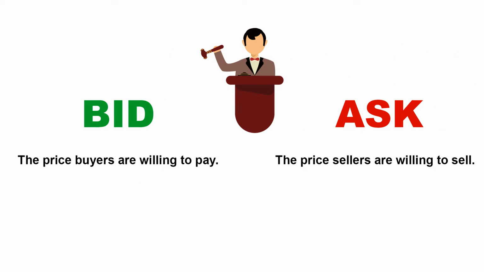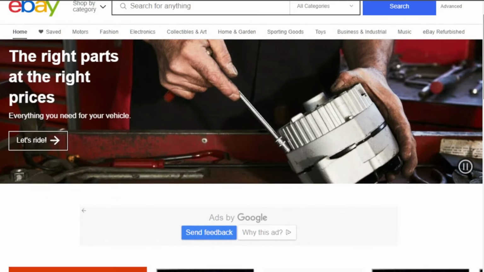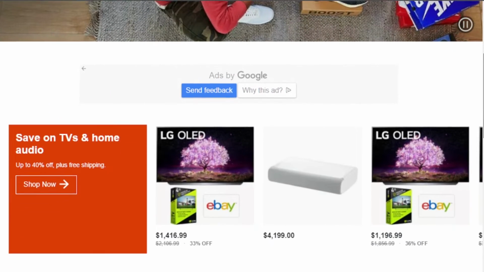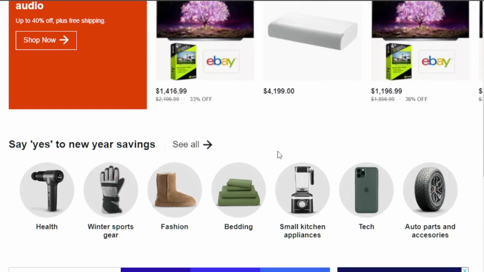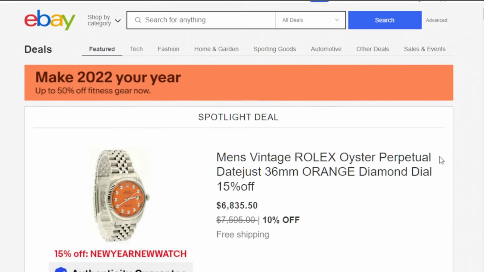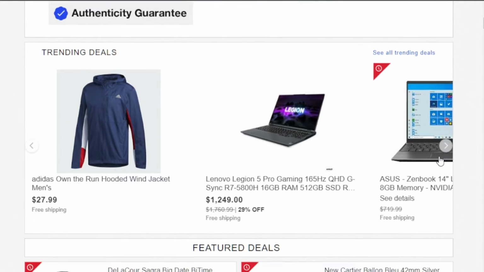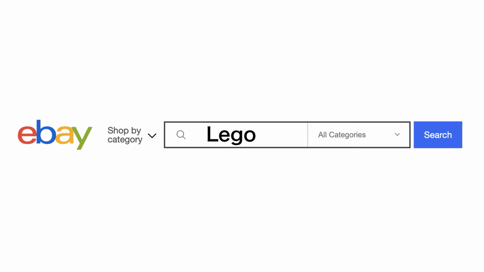Easiest way to think about it is an auction. The bid is the price buyers are bidding to pay, and the ask, also called the offer, is the price sellers are asking for. A popular auction house we all know is eBay. Here people buy and sell all kinds of stuff, toys, games, collectibles, anything and everything. So for this example, let's look at some Legos, since that's what my son has been into lately.